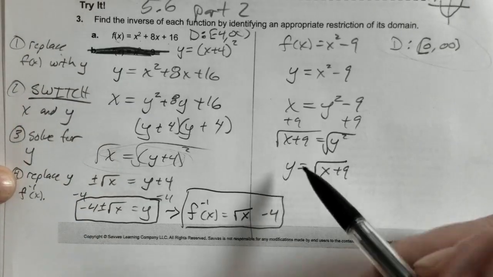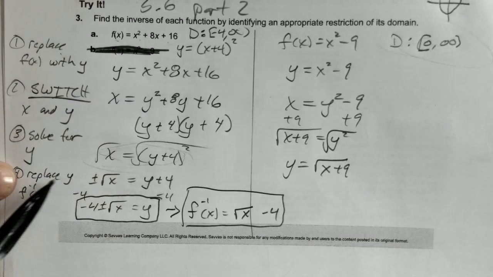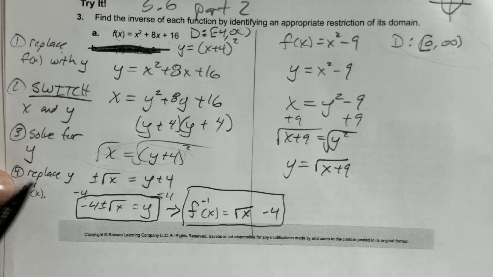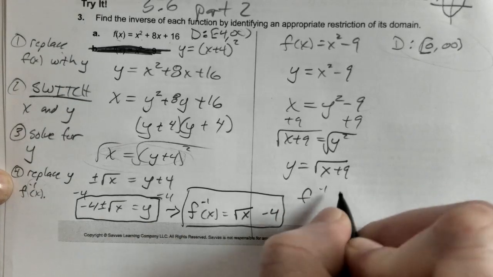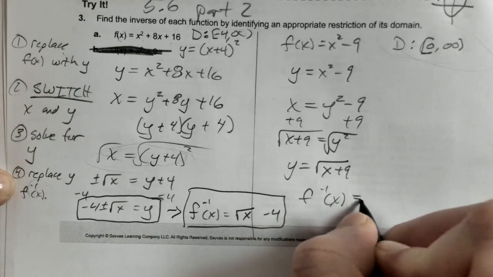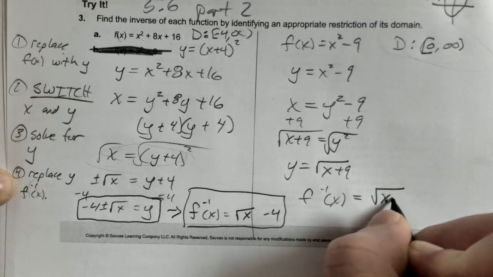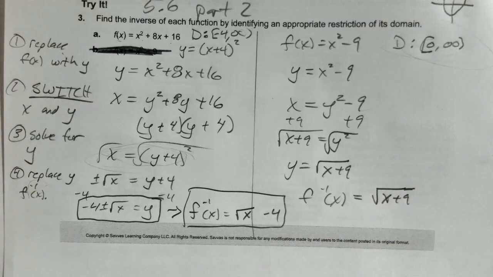Now that y is by itself, I can replace that final y value with our inverse notation. So we have f inverse of x equals the square root of x plus 9.